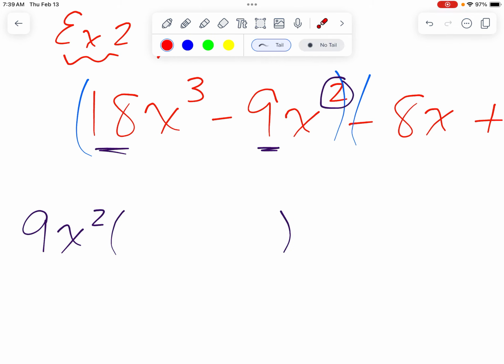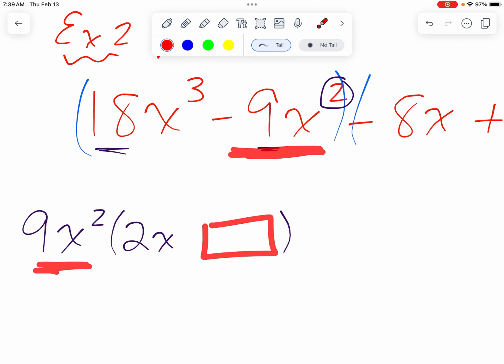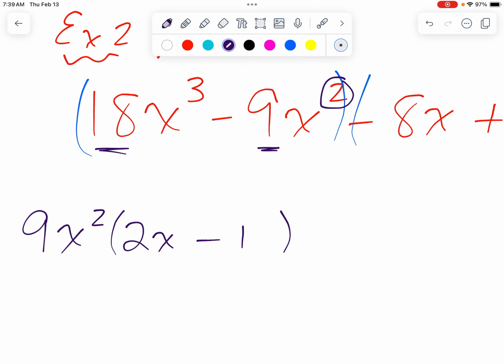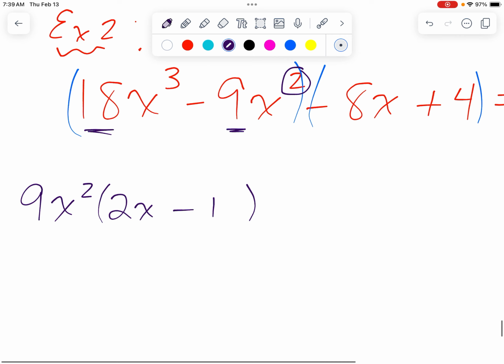Now let's reverse the problem. Let's say 9x squared times what is 18x to the third? That would be 2x, because 9 times 2 is 18. X squared times x, you add the exponents, you get x to the third. Now we say 9x squared times what is negative 9x squared? That's the negative 1 rule, so we just say times negative 1.